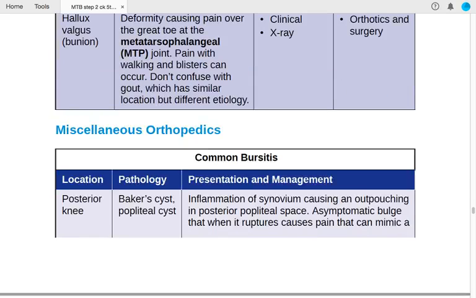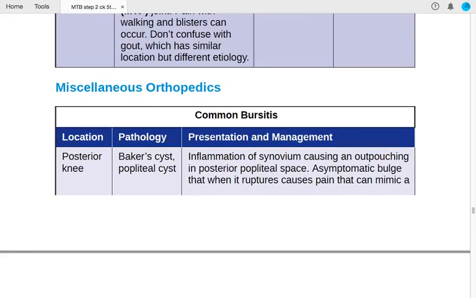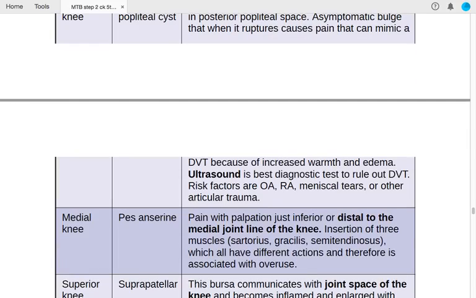Now if you're going to revise all the miscellaneous orthopedics, we are not going to revise it in depth, we're just going to cover miscellaneous, general orthopedic problems like common bursitis. It usually occurs in the posterior knee, and why? Because of a Baker's cyst or popliteal cyst that can cause this bursitis. And how will the patient present? Inflammation of the synovium causing an outpouching in the posterior popliteal space, an asymptomatic bulge that, when it ruptures, causes pain that can mimic a DVT because of increased warmth and edema.